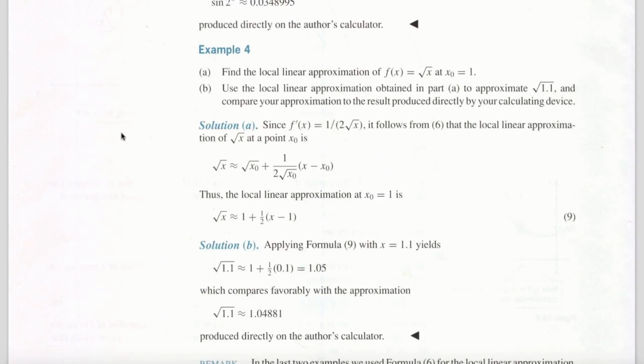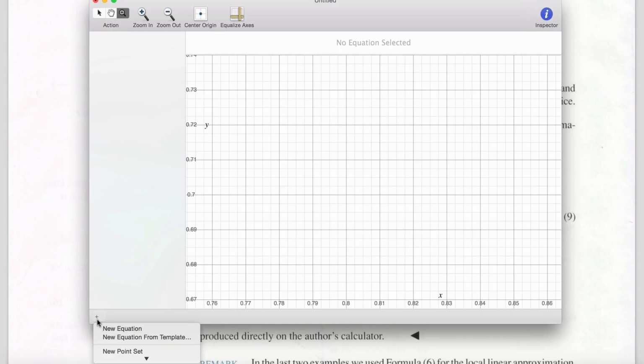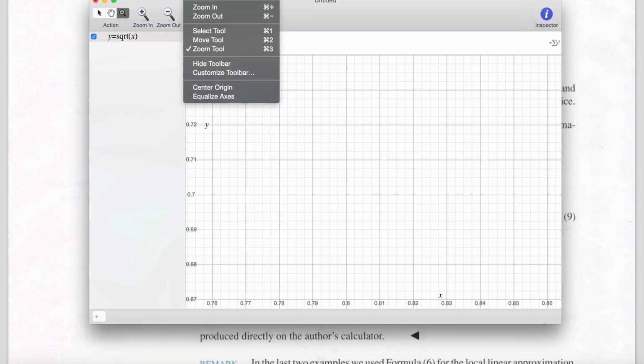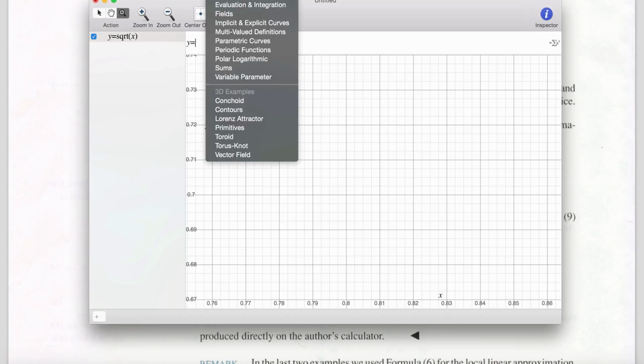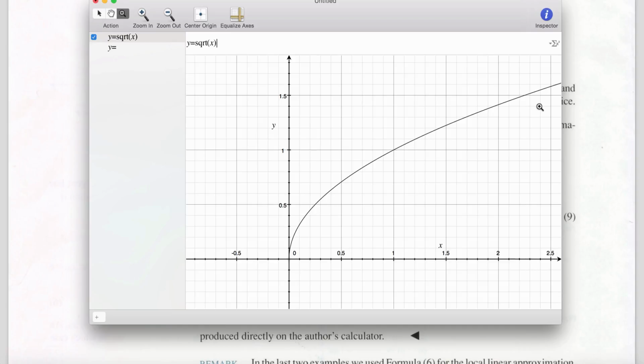Okay, example 4, find the local linear approximation of f of x equals the square root of x at x naught equals 1. Well, okay, I'm going to go back to my curve here, and I'm going to pop in a new equation here. We're going to pop in the square root of x. So, okay, here's the square root of x.